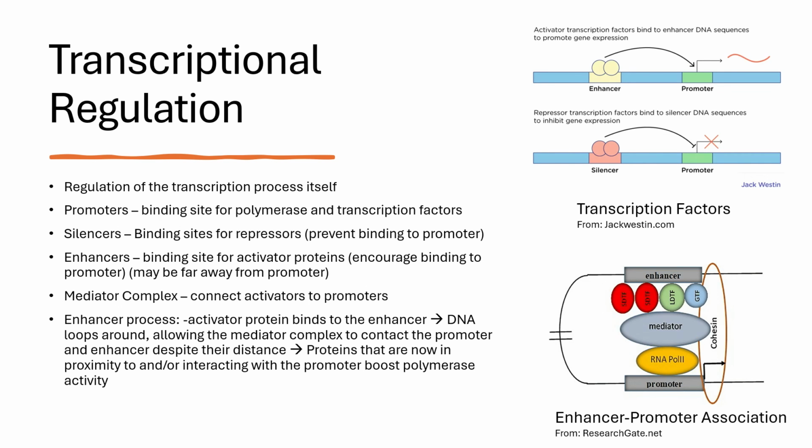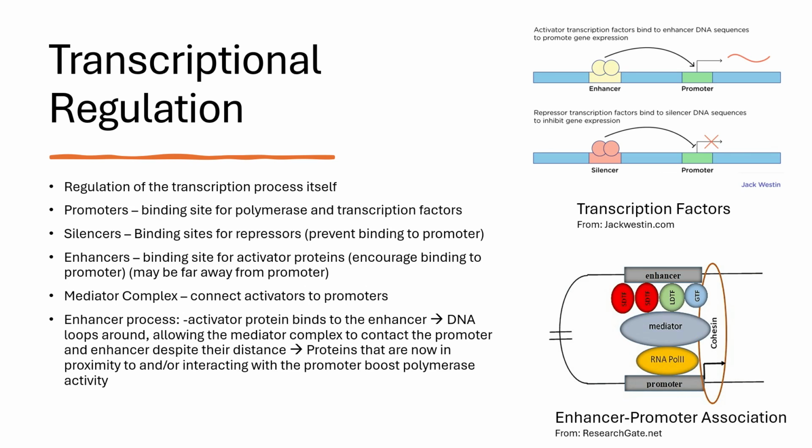All right, transcriptional regulation. This is regulation of the transcription process itself. We have a few key players here. There are promoters, and promoters are the binding sites for polymerase and transcription factors. So the polymerase is going to bind there and start the transcription process. There are silencers, which are the binding sites for repressors. So a repressor binds there, which prevents polymerase binding to the promoter, so the polymerase can't start that transcription process and give us the mRNA that we want.